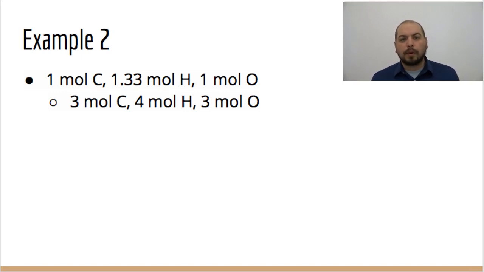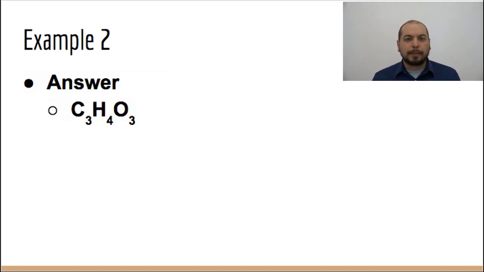In this case, because 1.33 is 4/3, multiplying it by 3 would get it to a whole number of 4. If we multiply every single value by 3, this means we're multiplying the 1 of carbon by 3, the 4/3 of hydrogen by 3, and the 1 of oxygen by 3. This means we have an empirical formula of this compound of C3H4O3.